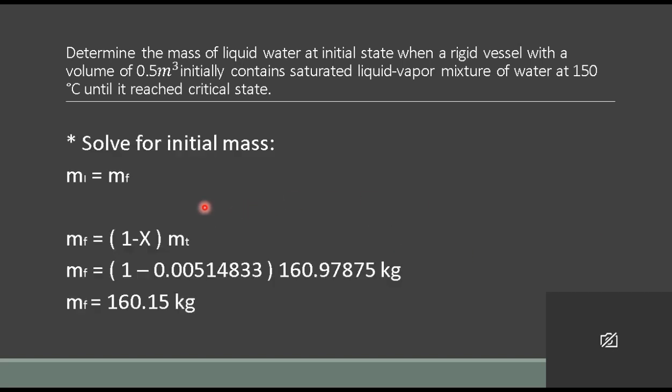And now we are able to solve for the initial mass of the liquid water, but I want you to remember that the initial mass is also equal to the final mass. So now we're going to plug in the values that we solved earlier, and we got 160.15 kilograms. So this is the initial mass that we are looking for, and I hope that you learned something from me.